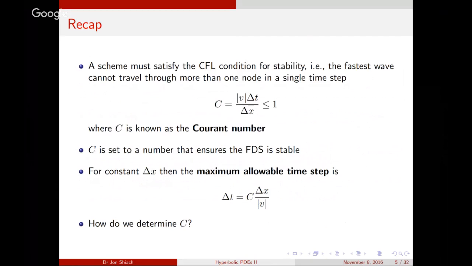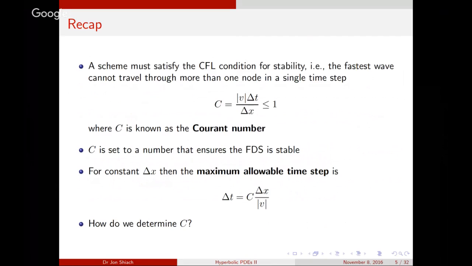Okay, so what we tend to do in practice is C is set to a number that ensures the finite difference scheme is stable. So if you know what your value of C is, you can calculate what your time step should be. So C times delta x over the velocity, which is just this rearranged, that gives you your time step. This is what we do in practice. We don't know what our time step is going to be. We know what delta x is, we know what v is, and we choose a value for C. That information allows us to calculate what our time step can be.